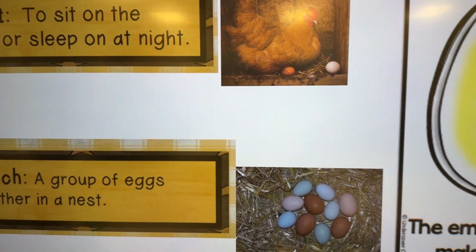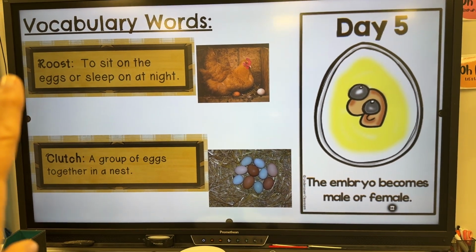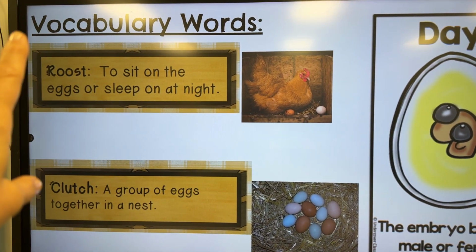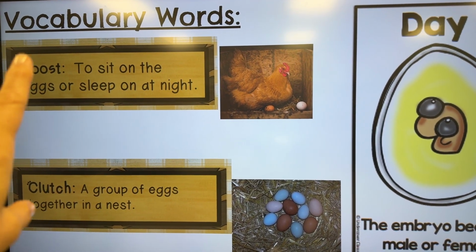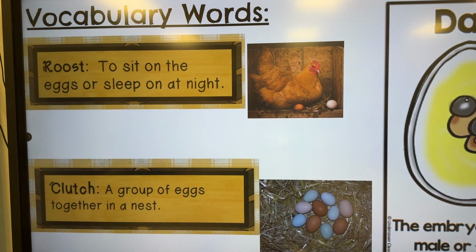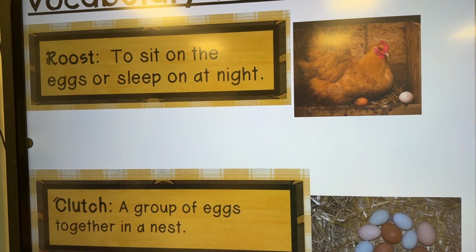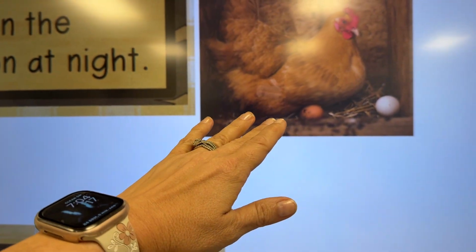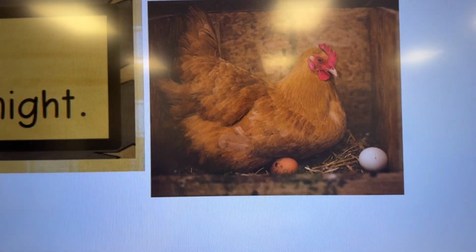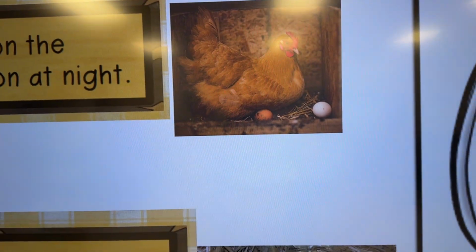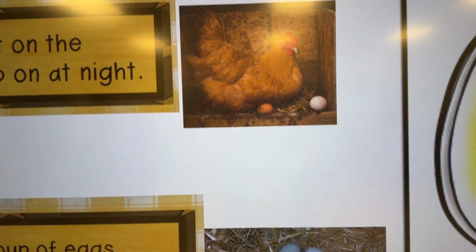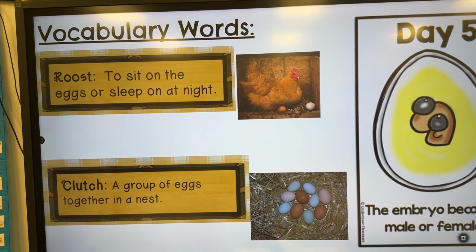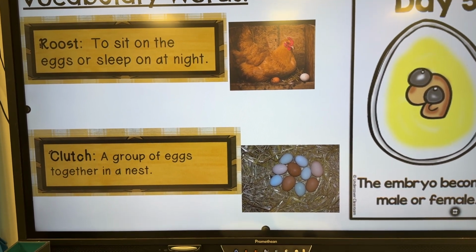So these are our words for today: roost and clutch. We're going to use roost as a verb this morning, which means a verb is an action word. We're going to use it to describe where they sit or where they sleep. So if a chicken is sitting on top of eggs, we call that roosting. And at night, all chickens will go up off the ground to roost at night as a way to be safe from predators. So roost means to sit on the eggs or to sleep at night.